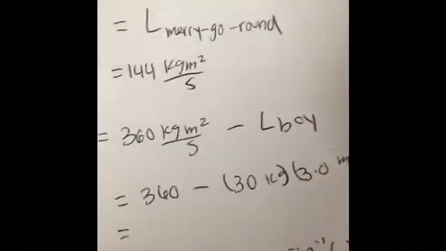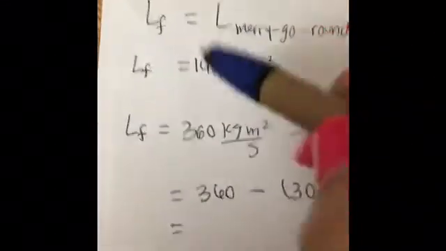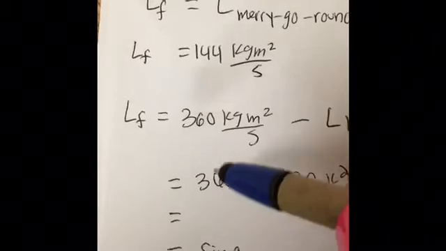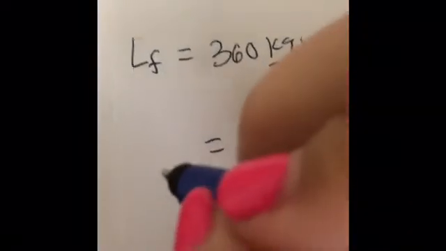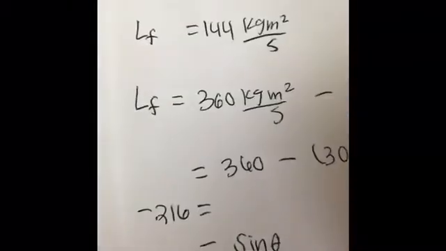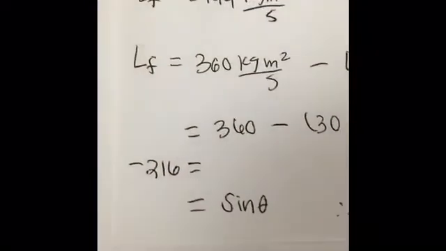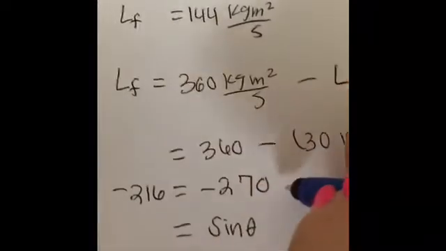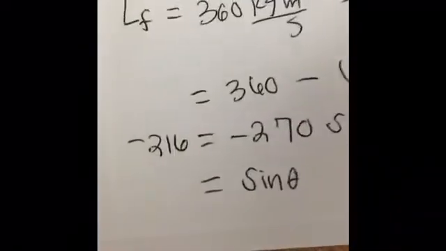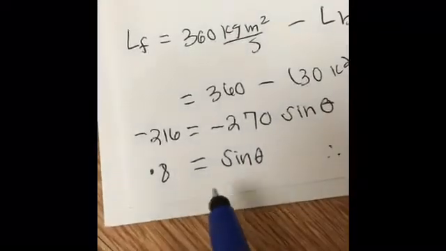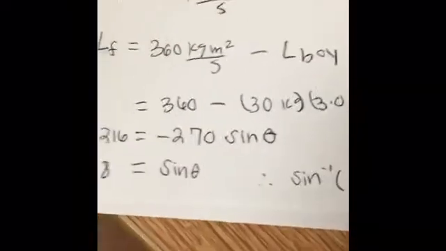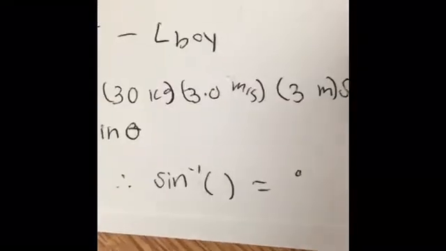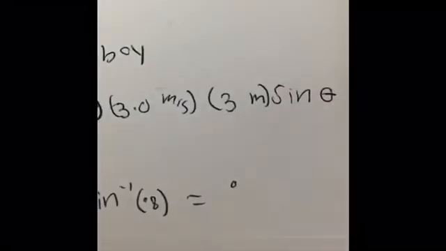So then we get 144 minus 360, which gives us negative 216, is equal to, when we multiply all this out, negative 270 sine of theta. Then we divide by 270, and we get 0.8 is equal to the sine of theta. To find out what theta is, all we have to do is take the inverse sine of 0.8, and we get 53.1 degrees.